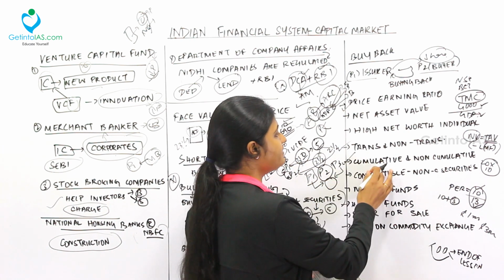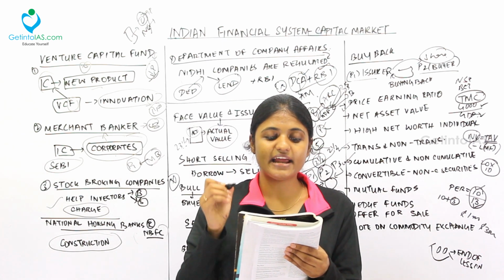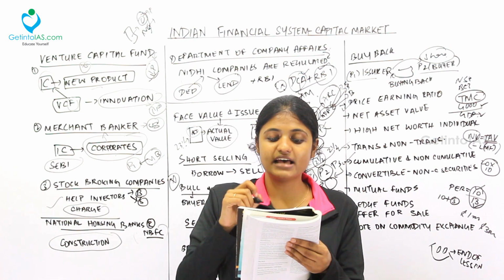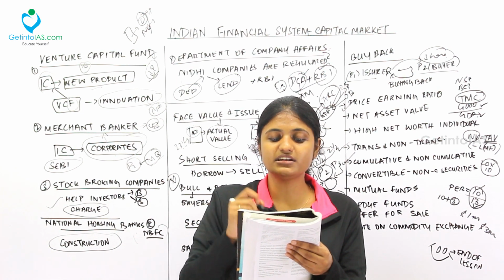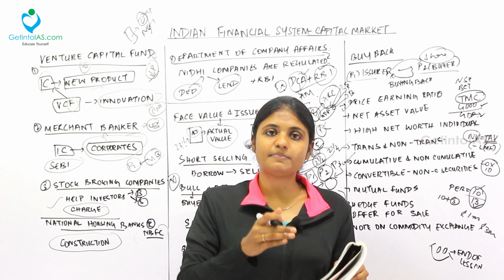Next, coming to the cumulative and the non-cumulative shares. Cumulative shares are shares that are entitled to receive dividends of a particular year in the coming years as arrears, if the company had not given dividend in that particular year. Cumulative means consolidating the arrears of the past year.